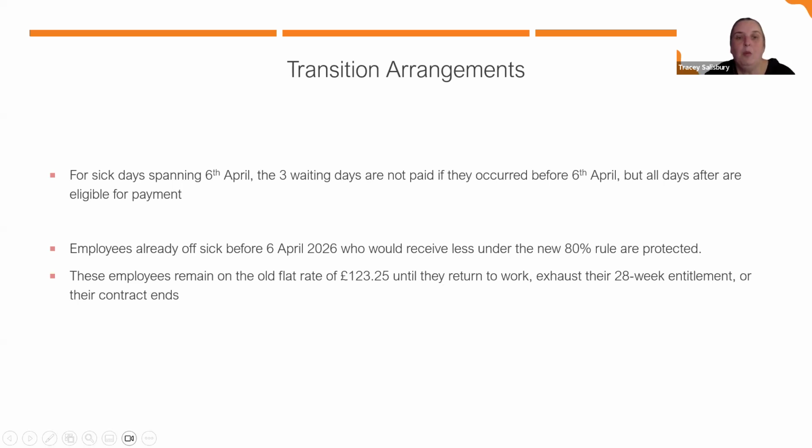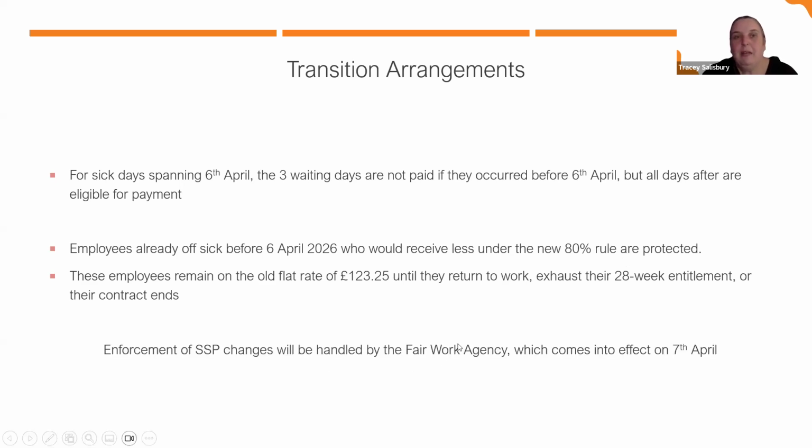Any employees will remain on the old flat rate of £123.25 until they return to work, exhaust their 28-week limit, or their contract ends. So people whose 80% of pay takes them below the new rate of SSP will carry on on the lower of the two for that whole period. So you may have some people who have 28 weeks of SSP, which is now lower at their 80% of wages than it would be at their SSP rate. It's quite hard to understand. So the biggest thing I would say is if you get a case, let us know and we can discuss an actual case with you.